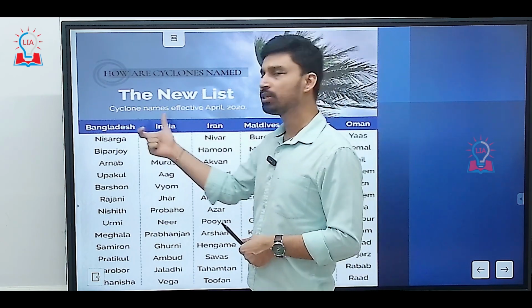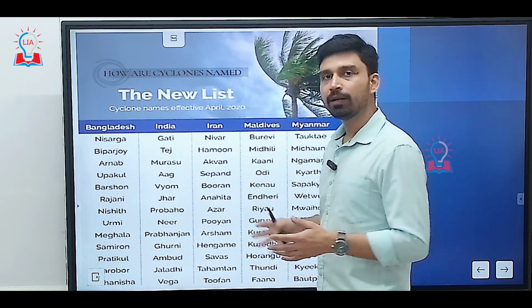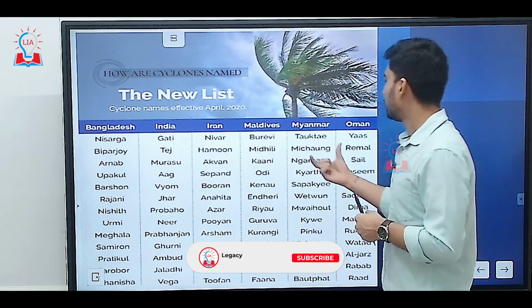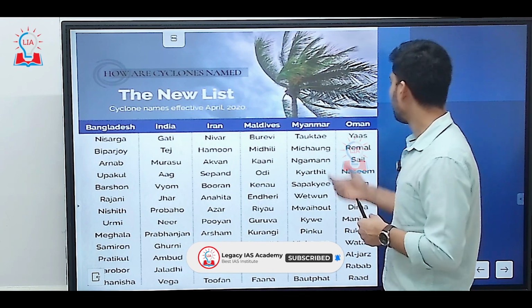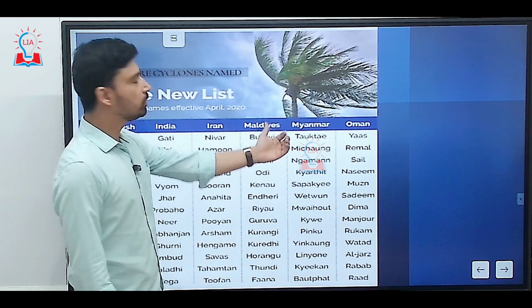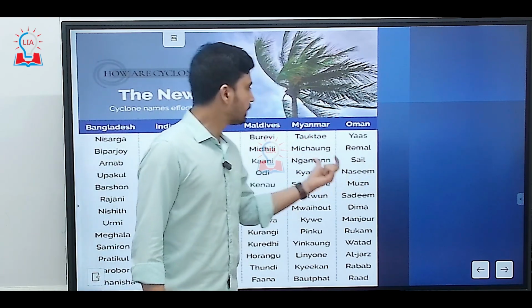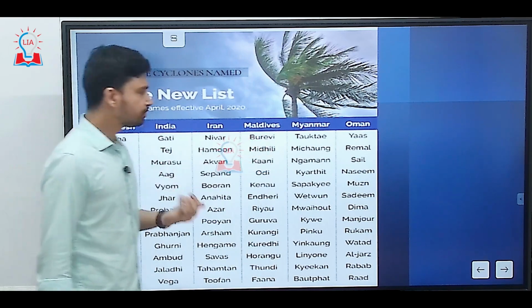So since April 2020, many cyclones have struck the coastline of the northern Indian Ocean states, and currently this cyclone is called Michaung. Michaung is a name that has been given by Myanmar, and even right now we can predict the next cyclone that will strike the northern Indian Ocean will be named Rimal, that is given by Oman. So that is how the naming of cyclones is done.